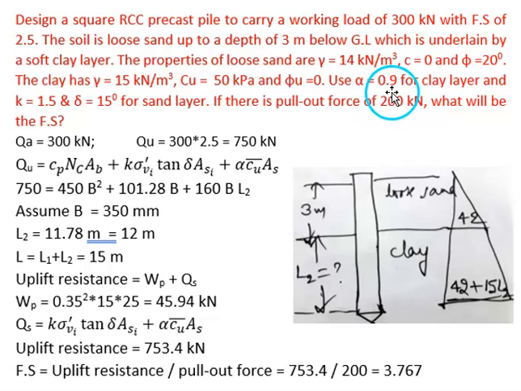Use alpha equal to 0.9 for the clay layer and K equal to 1.5, delta equal to 15 degrees for the sand layer. If there is a pull-out force of 200 kilonewton, what will be the factor of safety?